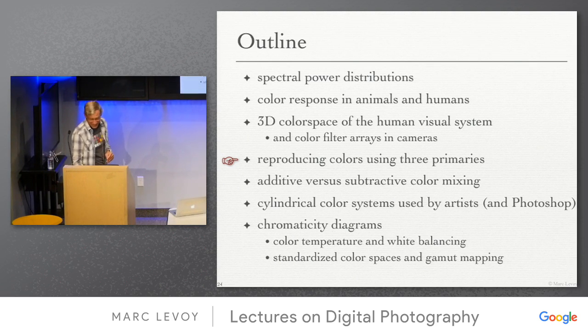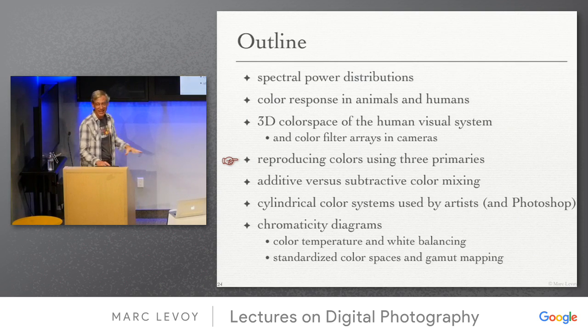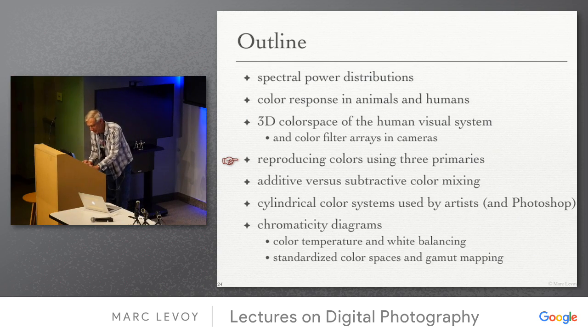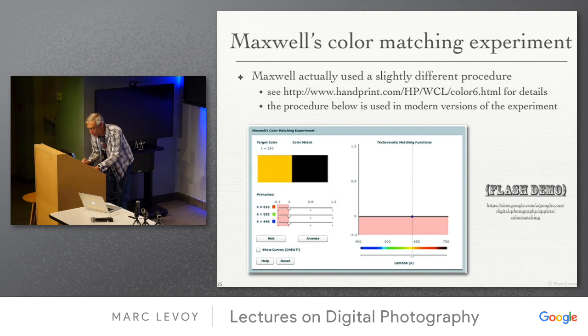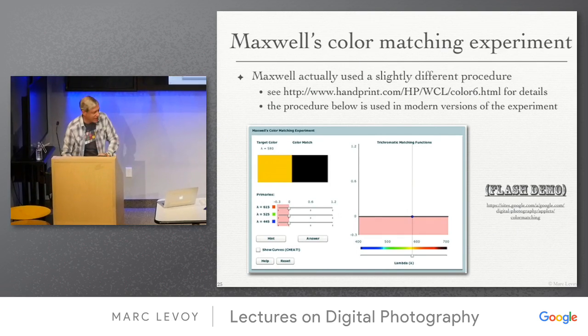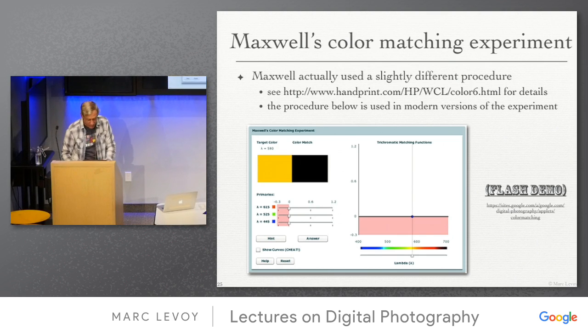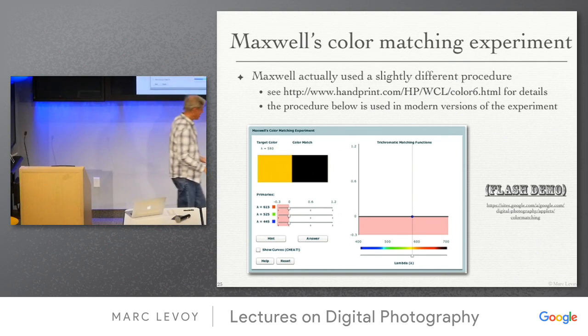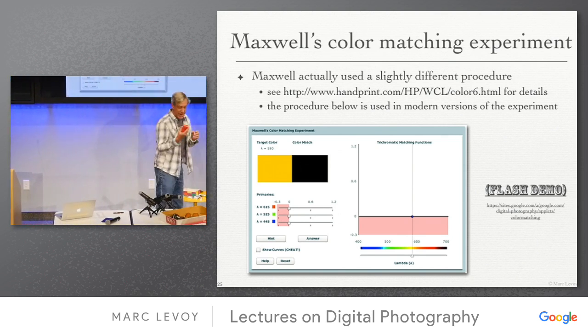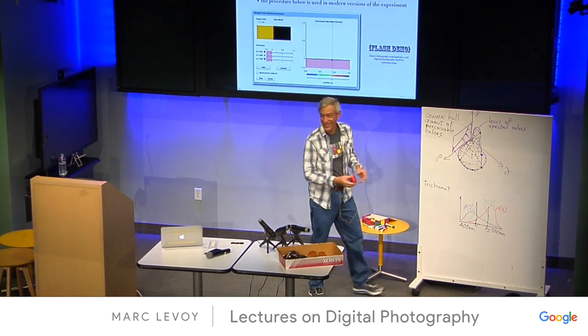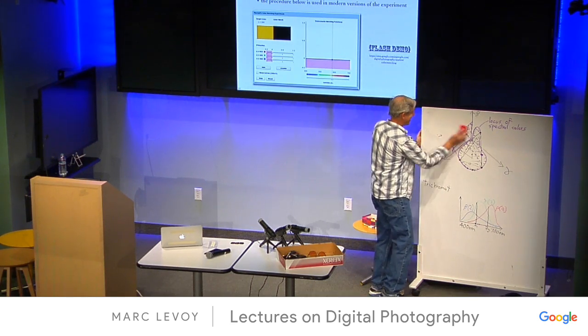Okay, reproducing colors using 3 primaries. This is going to get even messier. And what we'll do is let's go to a matching experiment. So this is a very clever experiment that Maxwell did. Yeah, the same Maxwell. He's all over the place.